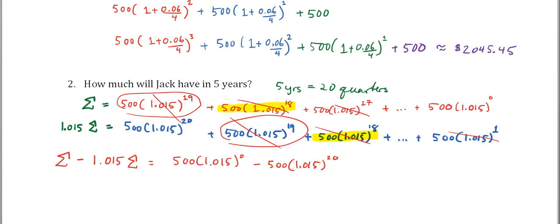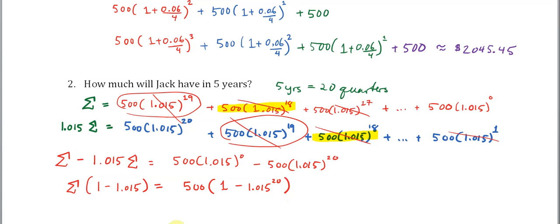Okay. All right, now our goal here is actually to solve for sigma, right? We want to know how much money Jack is going to have in 5 years. And we've got it boiled down to a pretty nice looking equation here. So I'm going to do 2 things. First, on the left side, we're going to factor out a sigma. So that will leave me with 1 minus 1.015. And on the right side, I'm going to factor out a 500. And that will leave me with 1, because 1.015 to the 0th is just 1, minus 1.015 to the 20th power.